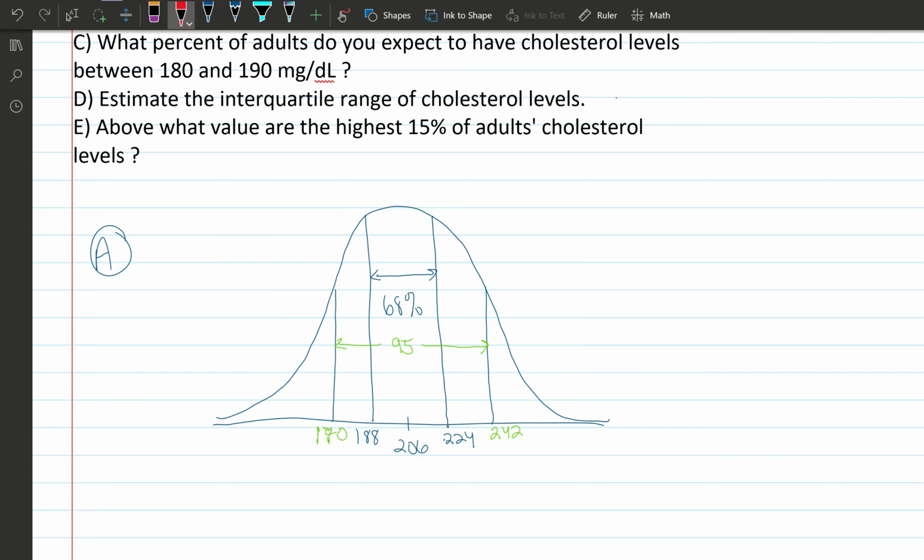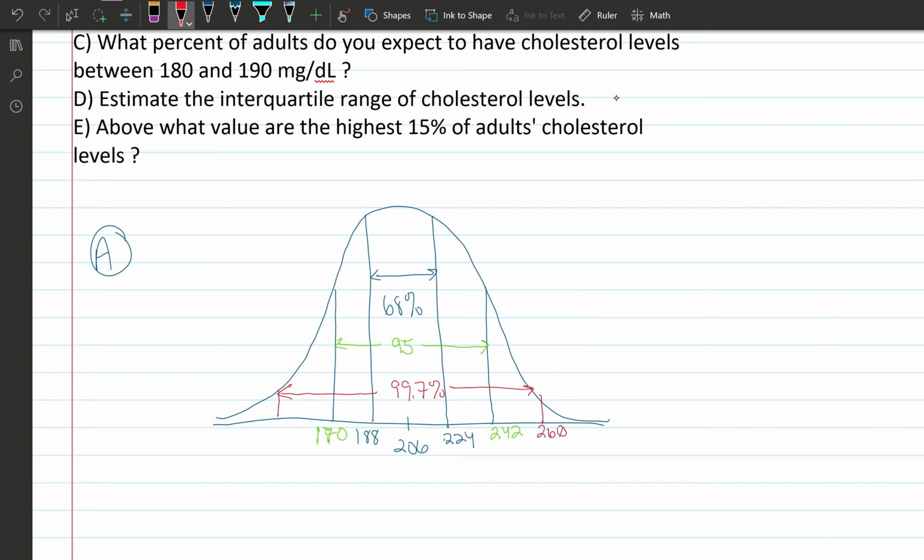Alright. And then we have three standard deviations. So this will be 99.7%. So 99.7% of the values fall within three standard deviations. And going above, we'll say 206 and add that to 3 times the 18. 206 added to 3 times the 18 will get us 260.